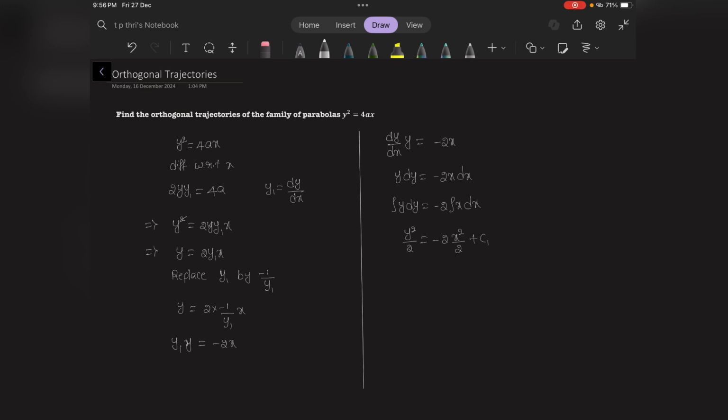So if I multiply 2 on both sides so that we can remove the denominator, y square is equal to minus 2x square plus c, where c is the integrating constant. I can write c is equal to 2c1. So therefore the required orthogonal trajectory is y square plus 2x square is equal to c.